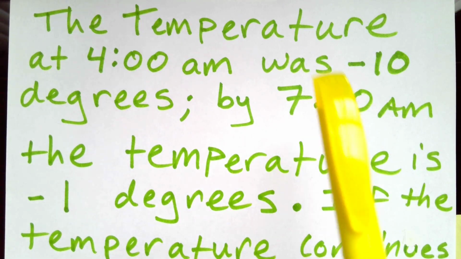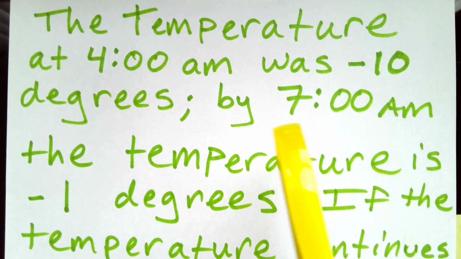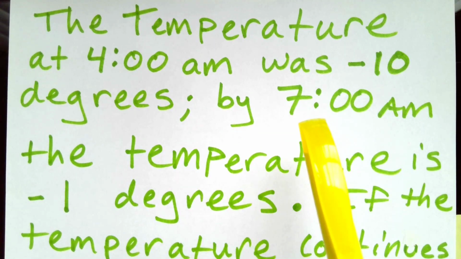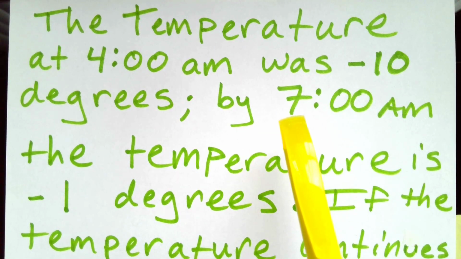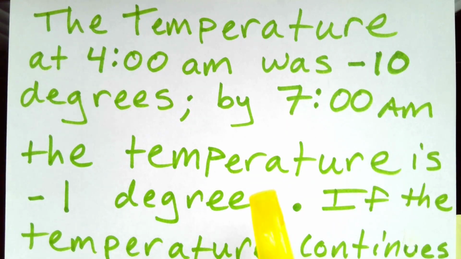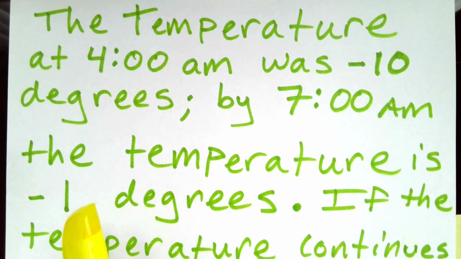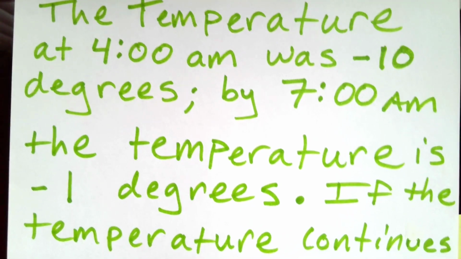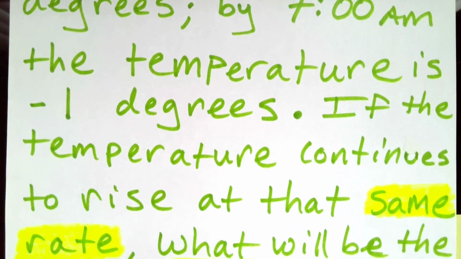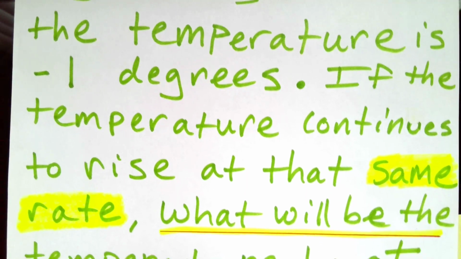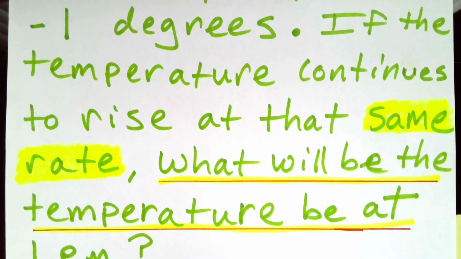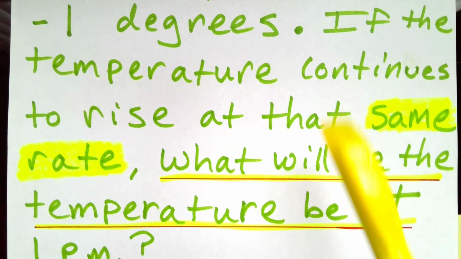So we have a change in temperature from 4 a.m. to 7 a.m. That's a 3-hour difference. It's very important. The temperature started at negative 10 and ended up at negative 1 after 3 hours. I will point that out to you. And again, I'm going to show you two ways and two methods to answer this particular type of question.